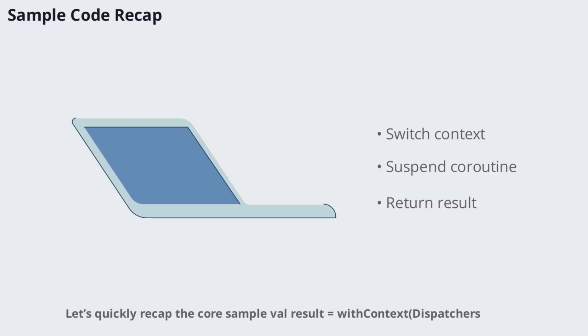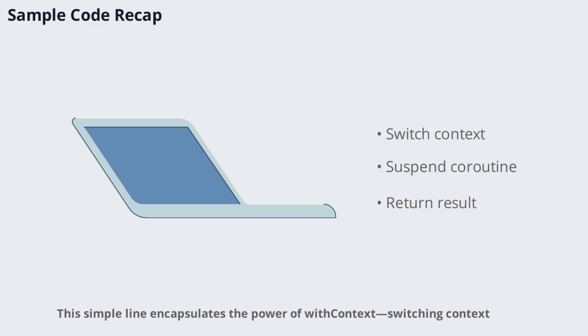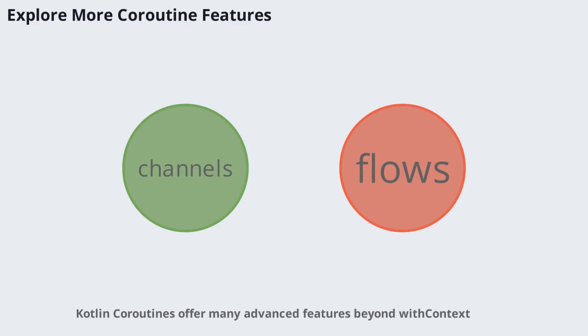Let's quickly recap the core sample. val result = withContext(Dispatchers.IO) { task }. This simple line encapsulates the power of withContext: switching context, suspending the coroutine, and returning the result. Practice this pattern in your own projects to see the benefits firsthand. Kotlin coroutines offer many advanced features beyond withContext, such as channels, flows, and structured concurrency patterns. As you become more comfortable with withContext, try exploring these features to build even more powerful and responsive applications.